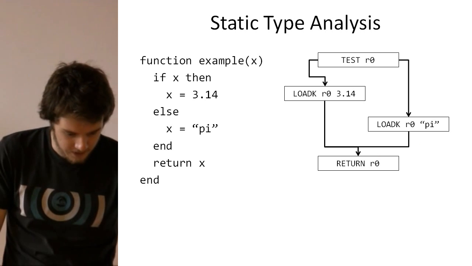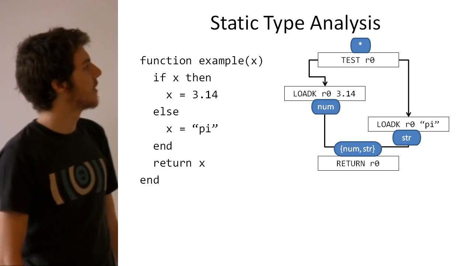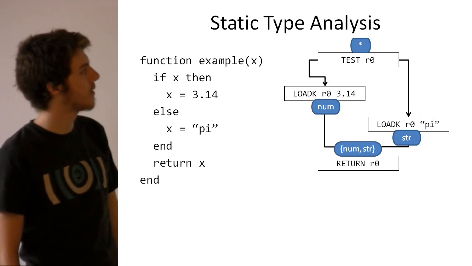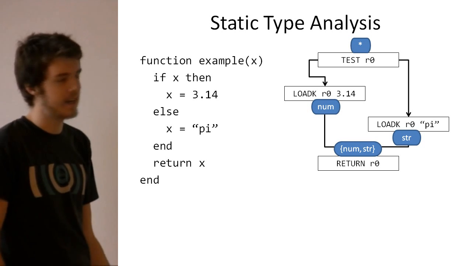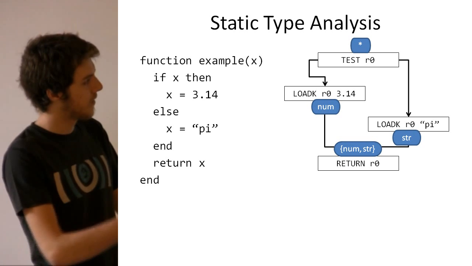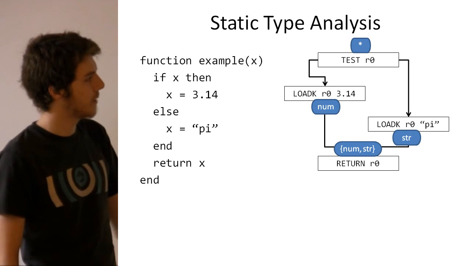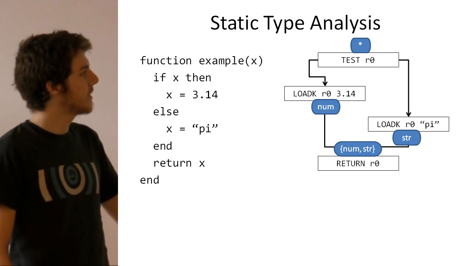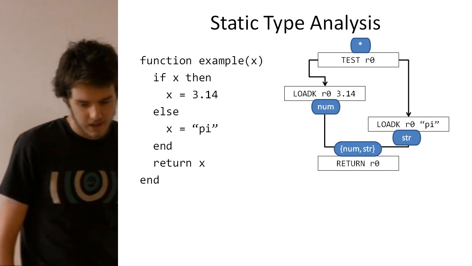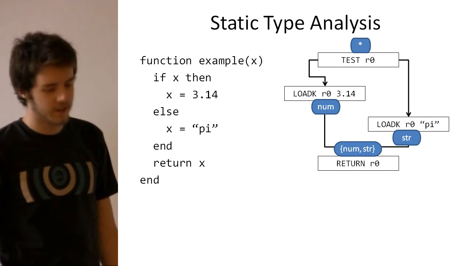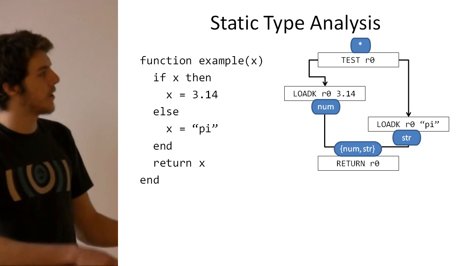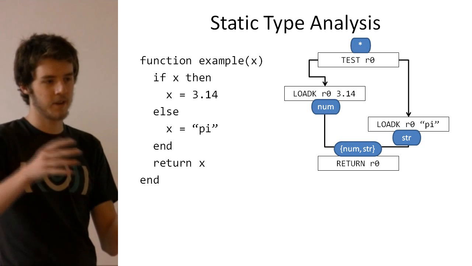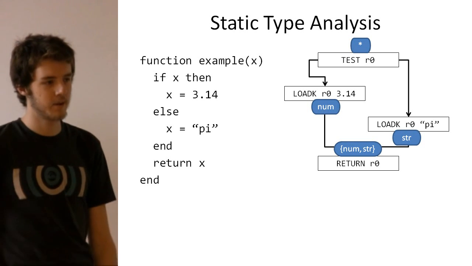By going through this graph, you can annotate it with types. If you're doing it for R0 here, before the test, R0 is holding the input parameter, and therefore it could hold any type you wanted. After the load, it will contain one type, and therefore when you return, it will contain either the number or string. In this case, that's fairly clear. If you've got loops in your bytecode, then things are slightly more fun, because you can't do a single pass through. You have to assume that the type is going to be this set, loop through, and grow your set to see what could happen.